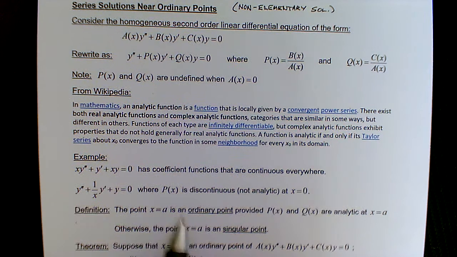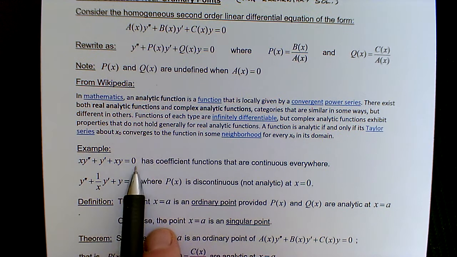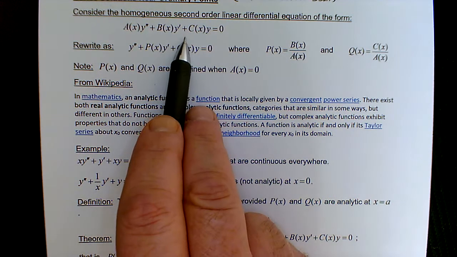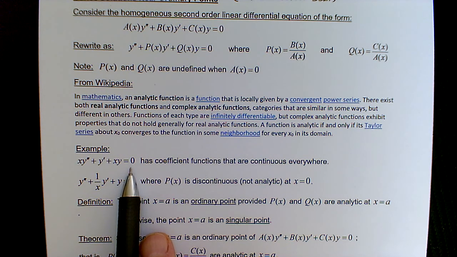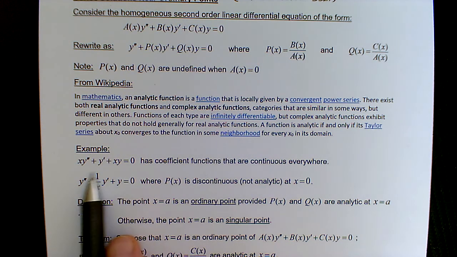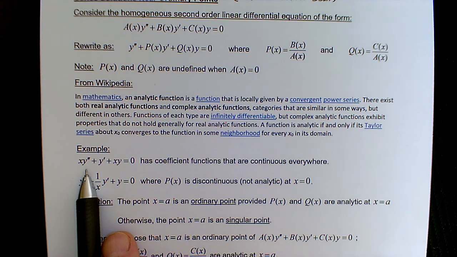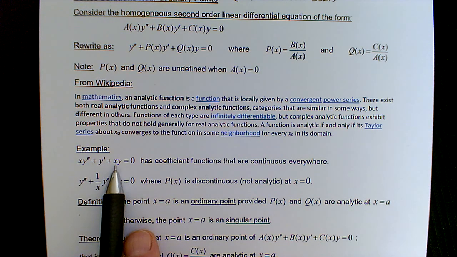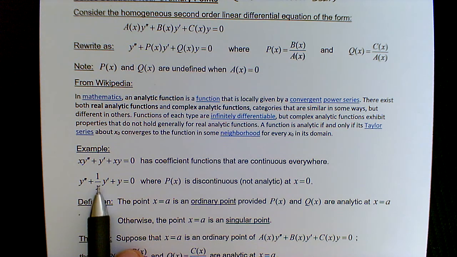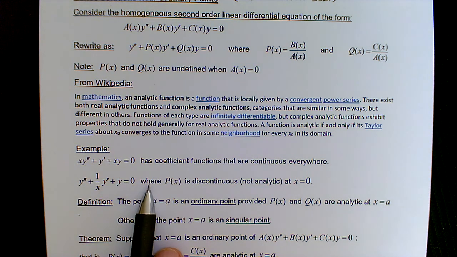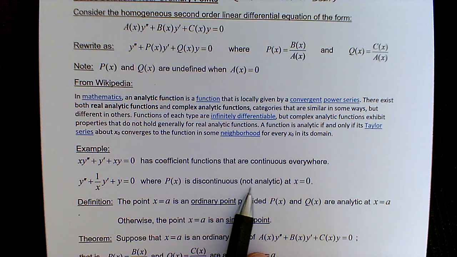As an example, here's a function that takes the form of this general second order differential equation that's homogeneous because it's set to 0. The coefficients are continuous everywhere because x and 1 and x are the coefficients. But if we divide out the a of x, the x in this case, we get a situation where p of x is discontinuous, so we say it's not analytic.